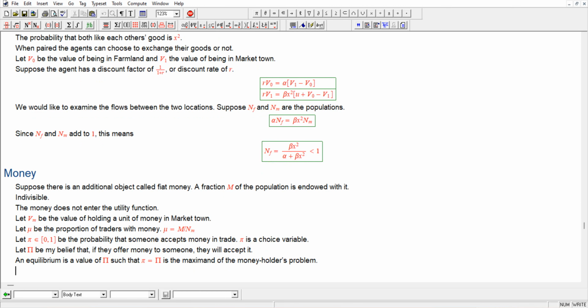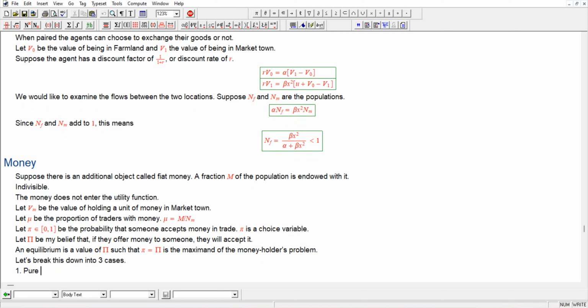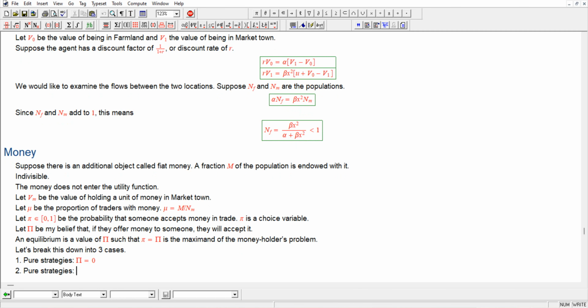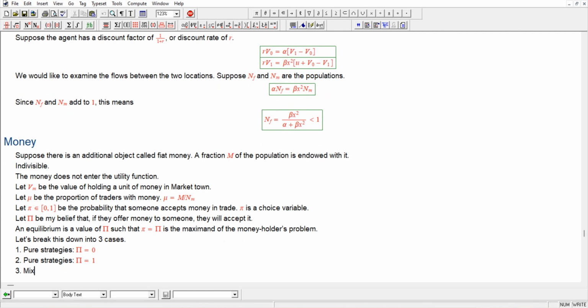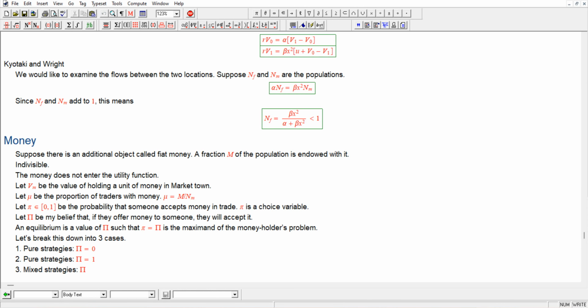So now let's solve this. And in this case, it's convenient to break this down into 3 cases. One case, let's say pure strategies. The first case is going to be big pi equals 0. Second case, big pi equals 1. And the last case, mixed strategies. So that of course means pi is interior. However, it turns out that there is an easier way to do this. And the reason is going to be obvious once we start writing down their value functions.